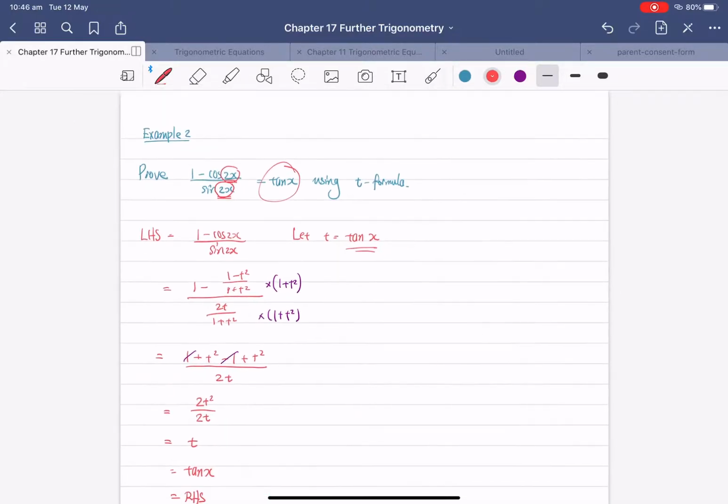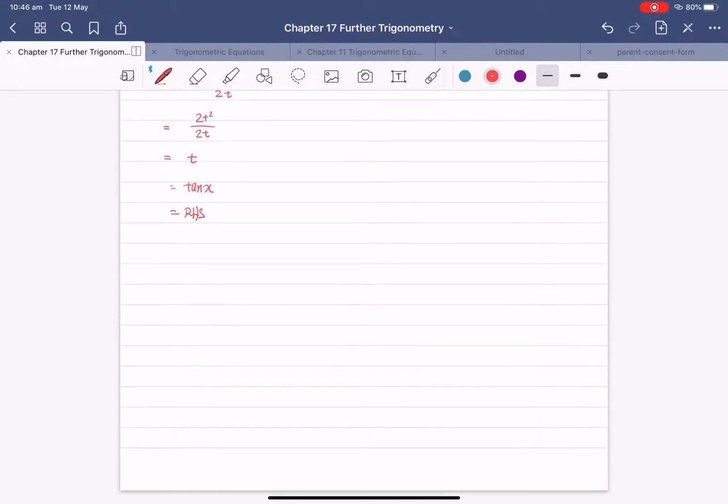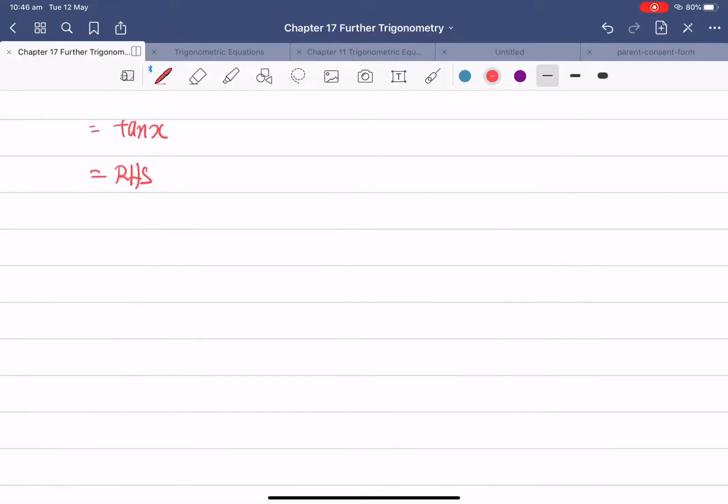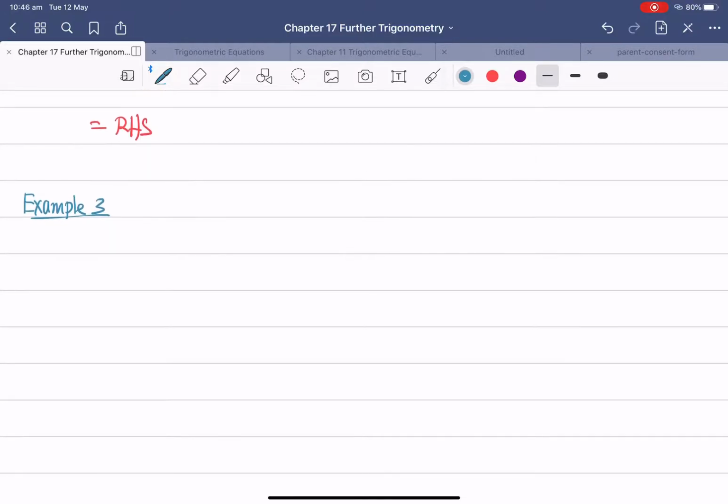Okay. All right. Now, let's move on to equation solving. So, example 3. How do we solve a trig equation using t substitution? So here's the question. You're going to solve for a, all right? And a is between 0 and 2 pi.